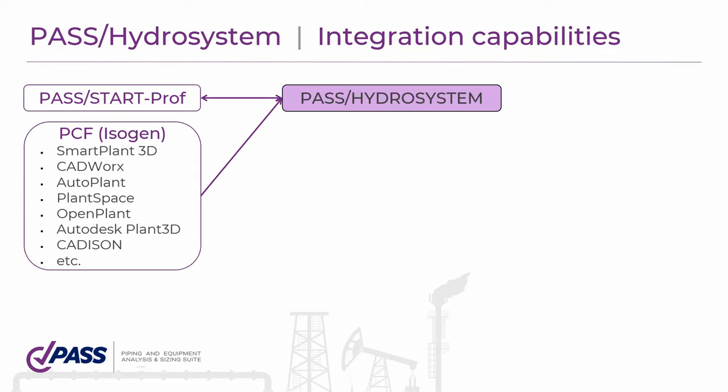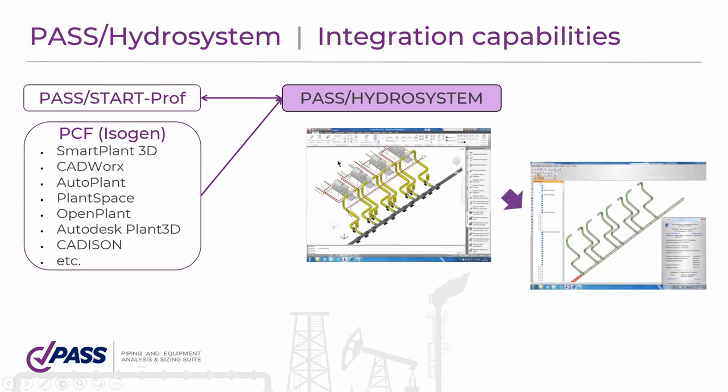So you can export your piping system model, all its necessary data, all its geometry, lengths, diameters, et cetera, in a special file called PCF. And HYDROSYSTEM can import this PCF file. In this way, you can export your piping system from any program that supports PCF files to pass to HYDROSYSTEM. So for example, it looks like this.